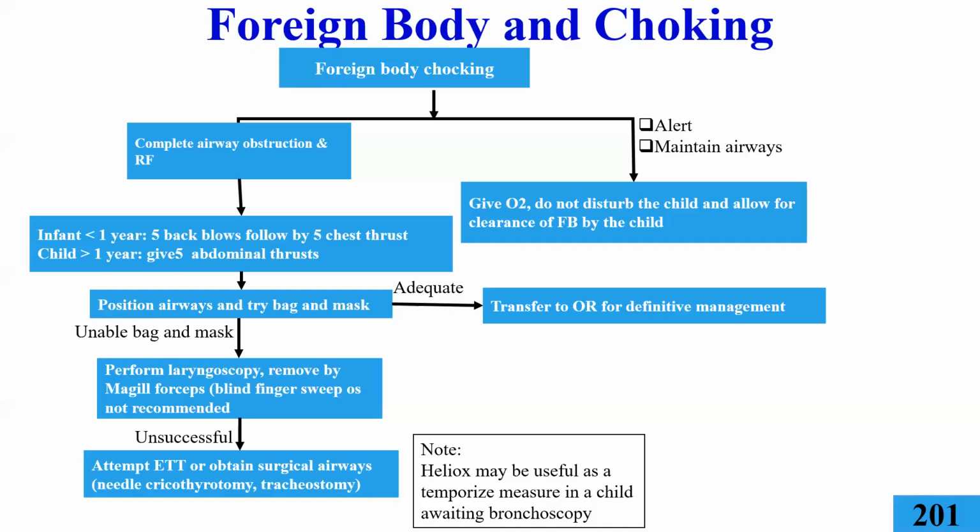Okay. So foreign body choking, or foreign body airway obstruction, is very important. It depends: is it complete obstruction or not complete obstruction? And also on the age, we can do the maneuver, five back blows, and I will teach you how to do it. And if it's 1 year or older, then it's abdominal thrust. You need to give oxygen, airway, breathing.